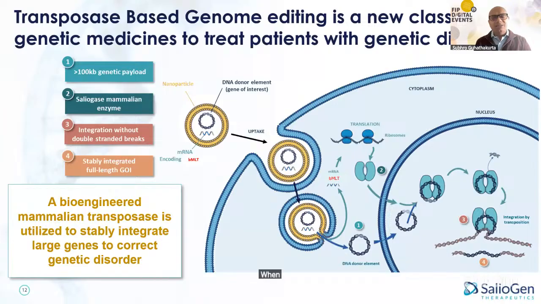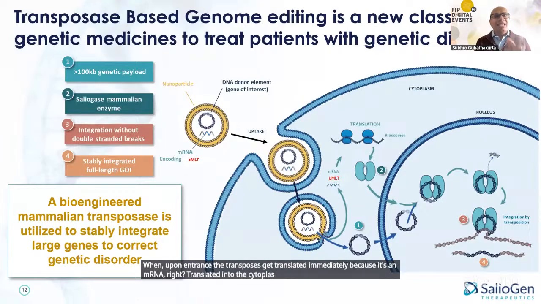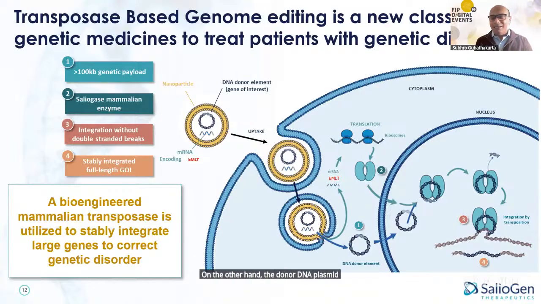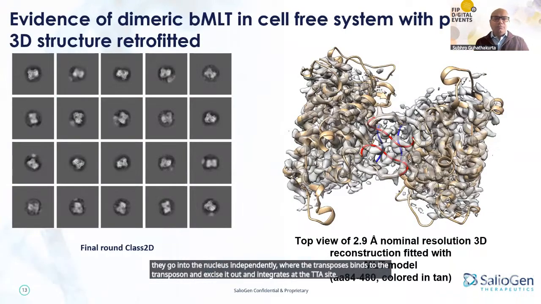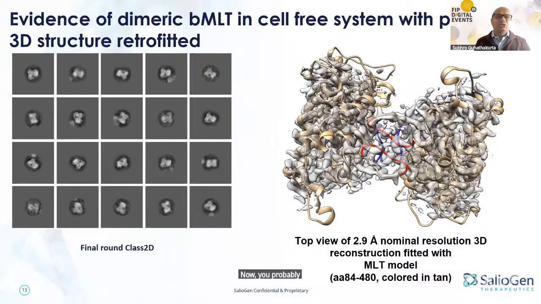Upon entrance, the transposase gets translated immediately because it's an mRNA, right? It is translated in the cytoplasm, and then it has an intrinsic nuclear localization signal. It enters immediately into the nucleus. On the other hand, the donor DNA plasmid is also augmented with the NLS sequence. They go into the nucleus independently, where the transposase binds to the transposon, excises it out, and integrates at the TTAA site.